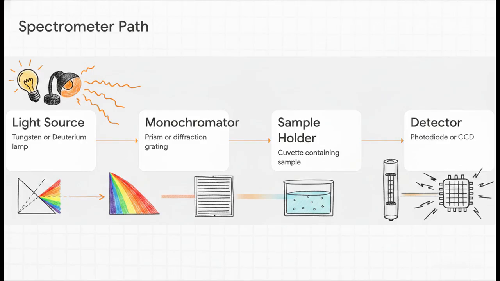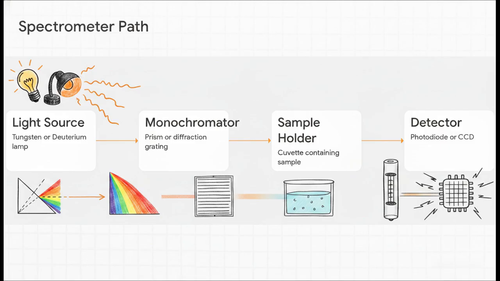This is often a tungsten filament if you need visible light, or a deuterium arc lamp for a continuous blast of ultraviolet. Then that light hits a monochromator, like a prism or a diffraction grating. This acts as a highly specific filter, separating the light so only a single wavelength advances at a time. Next, that lone wavelength passes through the cuvette containing our sample.